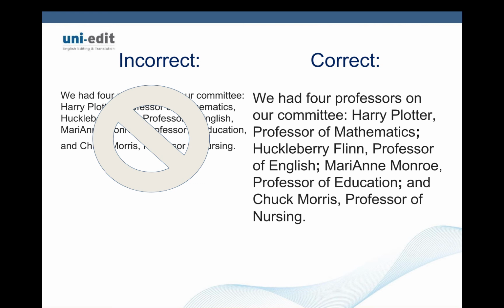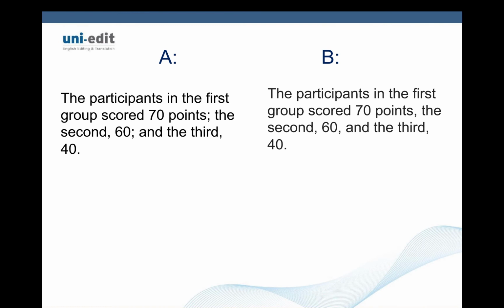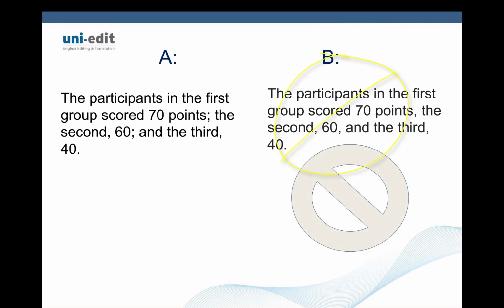Taking this knowledge, let's see if you can figure out the correct sentence on this slide. A or B, which is correct? B is incorrect, meaning A is the correct answer. If you said A is correct, the participants in the first group scored 70 points, the second, 60, and the third, 40, you were correct. Great job.